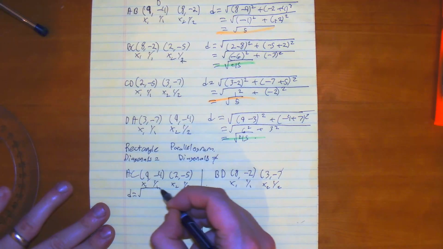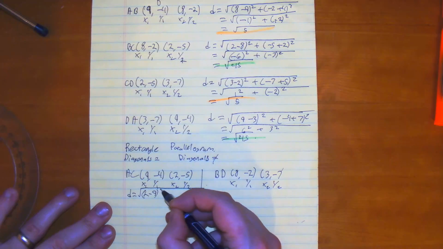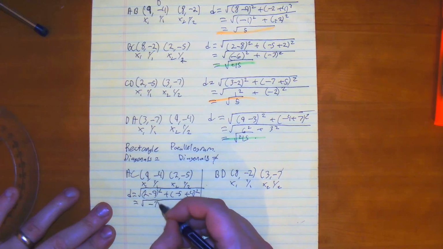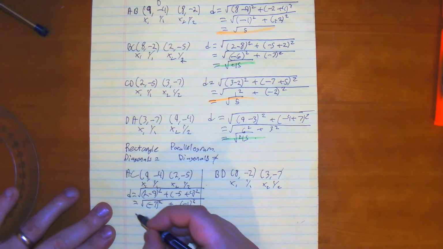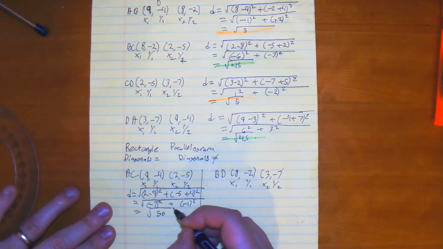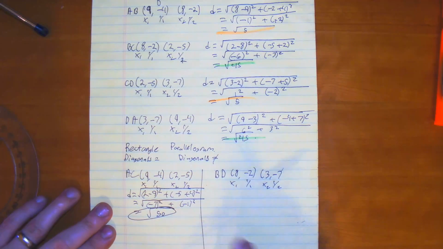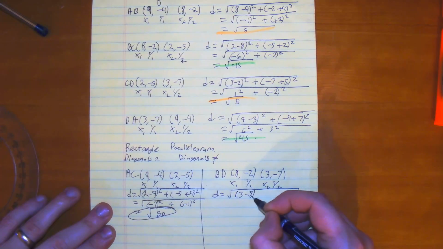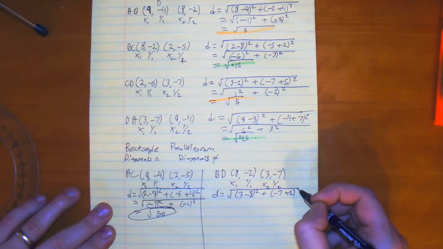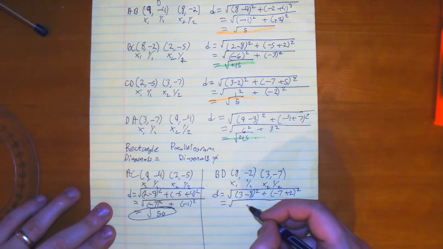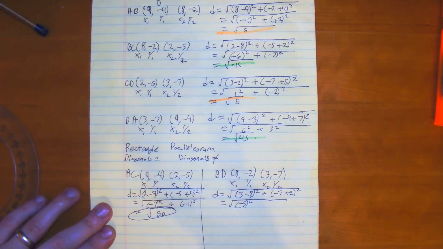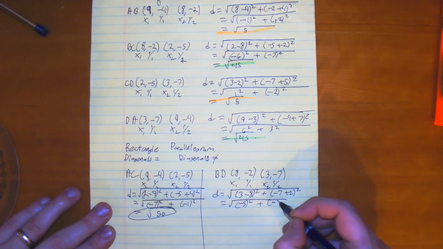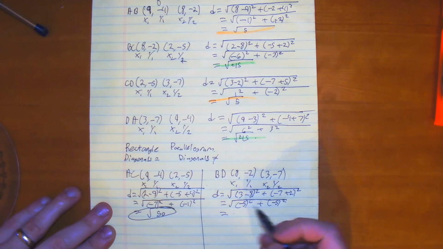Use the distance formula. Distance is equal to 2 minus 9 squared plus -5 plus 4 squared, which is equal to the square root of -7 squared plus -1 squared, which will be equal to 49 plus 1, square root 50. So we have square root 50 right now. And let's see what happens here. D is equal to the square root of 3 minus 8 squared plus -7 plus 2 squared, which is equal to the square root of 3 minus 8 would be -5 squared plus -7 plus 2 would be -5 squared, which would give us square root 25 plus 25, square root 50.